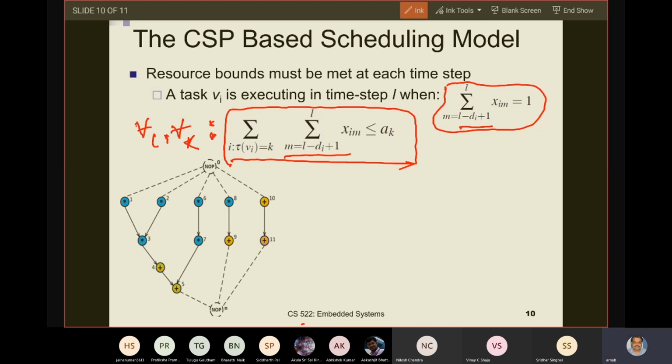And what am I doing? Summation xim equals 1. If summation xim equals 1, what does it mean? This task has started either in time step number 8 or time step number 9 or time step number 10. If any one of these three cases is true, then it is executing. Because of the unique start time constraint, xim cannot be equal to 1 for more than one value of m, for more than one value of time. So if xim equals 1, it means that either Ti has started in time step number 8 or 9 or 10. Are you with me?